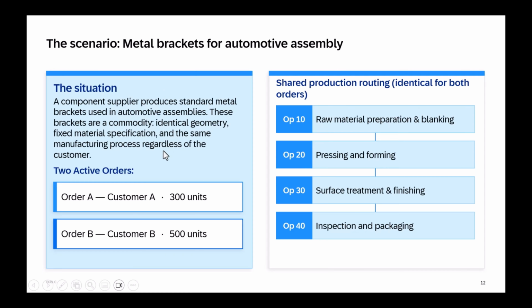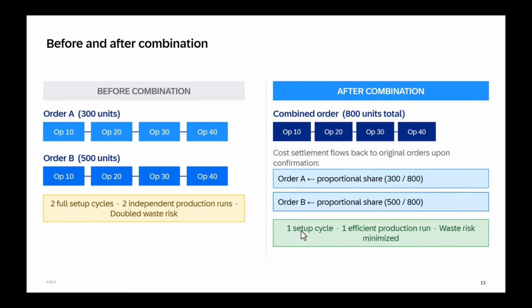Now that you understand the process flow of combined orders, let's move into a concrete example. Let's assume you have 2 production orders: one for customer A with 300 units and a second one for customer B with 500 units. And you have shared production routing operations, from 10 to 40. This is the initial situation. Before the order combination functionality, you had to produce the first production order, and then go through the second one, which requires 2 full setup cycles, which is very inefficient.